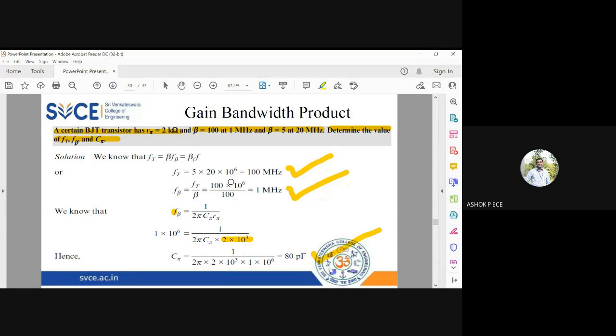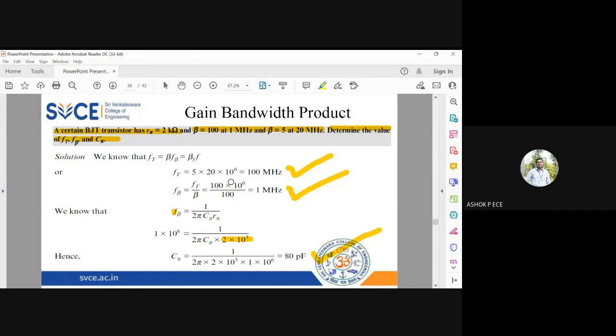So we have considered the value of beta at 20 megahertz and found out the value of C pi. In the same way, you can repeat the same problem when you consider the value of beta as 100 at 1 megahertz. If you consider that value, accordingly, the value of C pi is going to be different. So you get two values of C pi: at the condition when beta equals 5 at 20 megahertz, this problem is solved, and you get the value of C pi as 80 picofarad.